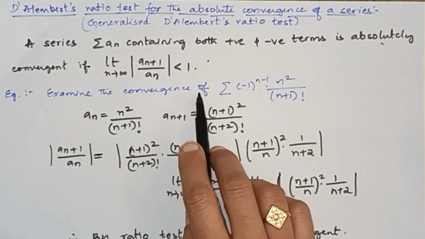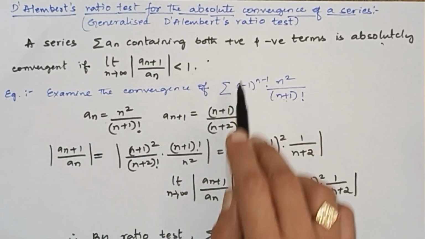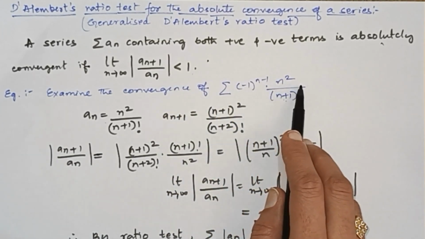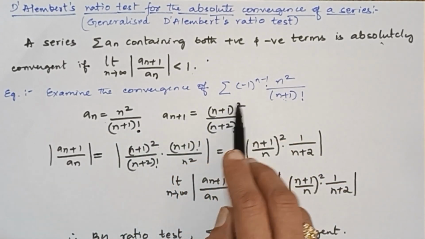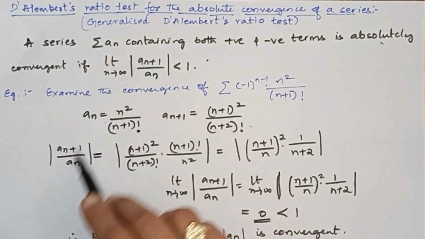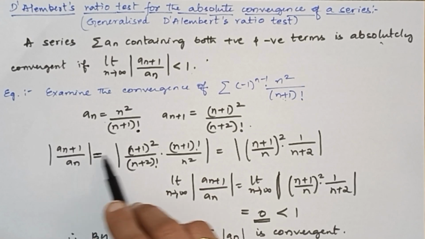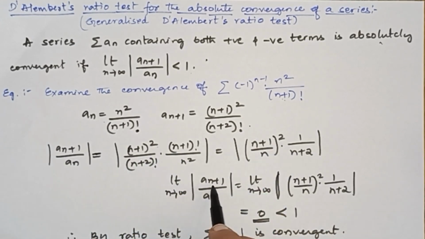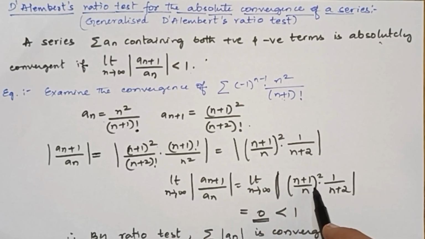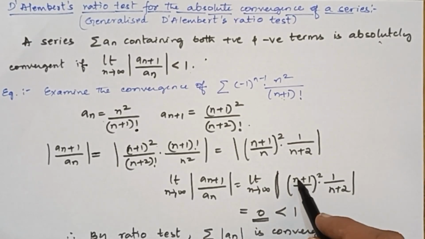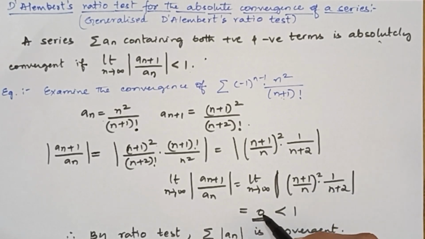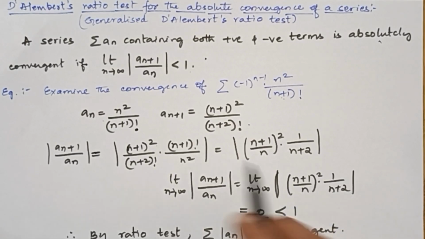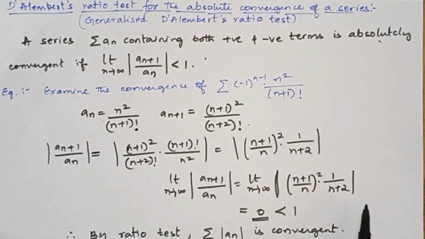For example, check the convergence of this series. This is a series containing positive and negative terms, and an is n square by (n+1) factorial. So write a(n+1) as (n+1) whole square by (n+2) factorial. Find this ratio, modulus of a(n+1) by an. Doing the simplification, it gives you the value 0, because here n square cancels anyway and one n remains in the denominator, and 1 by infinity gives you 0, which is less than 1. Therefore, the given series converges absolutely. Modulus of an is convergent by the ratio test.